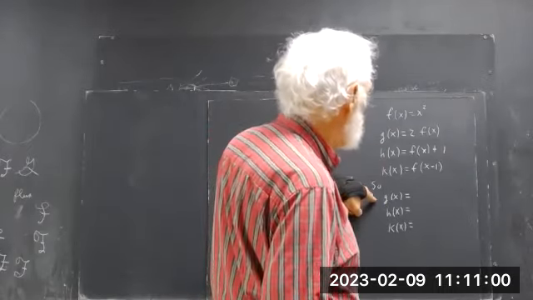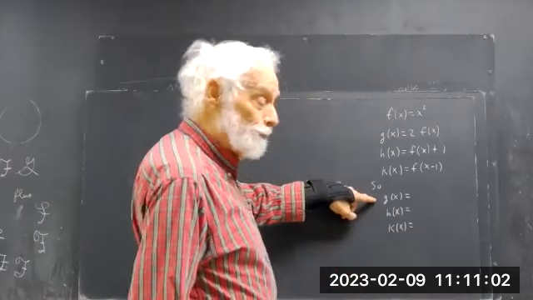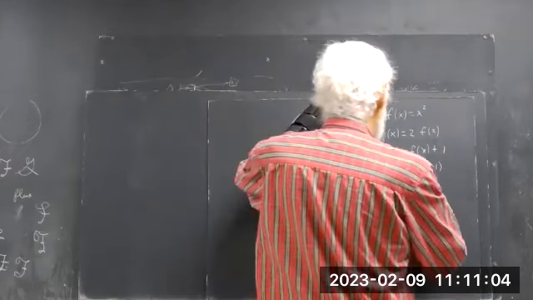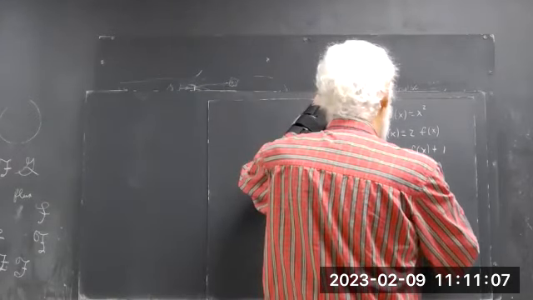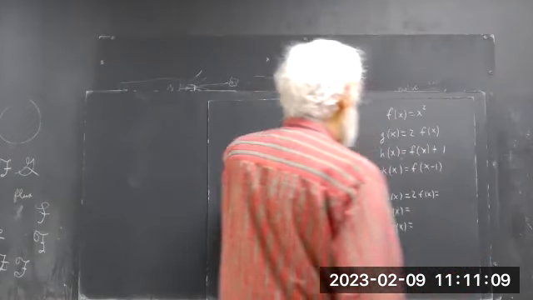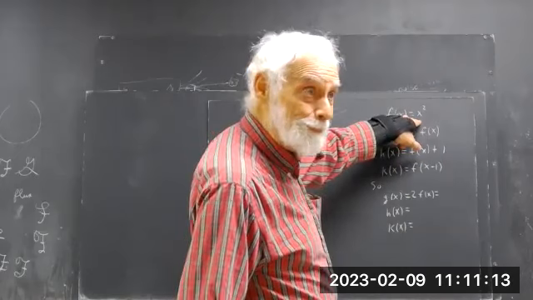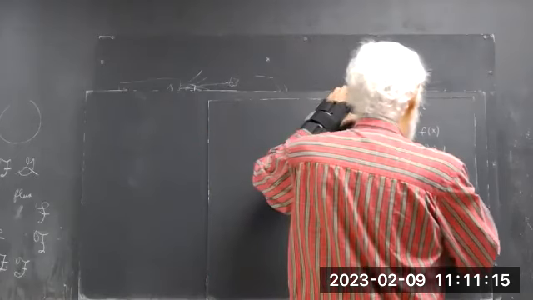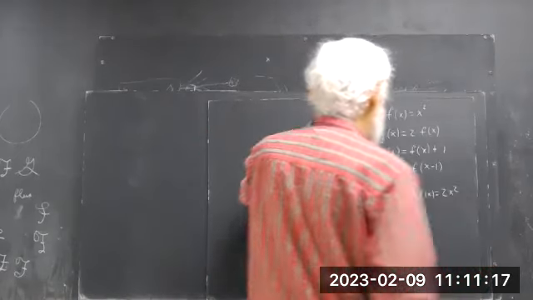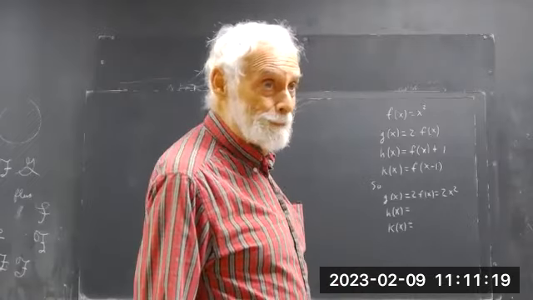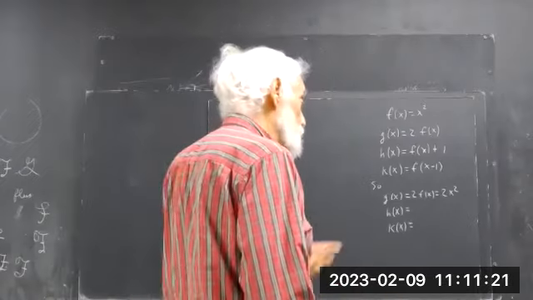So let's do g of x. So what's g of x? So g of x is 2f of x. And what's f of x? X squared. Okay. That one's pretty simple.